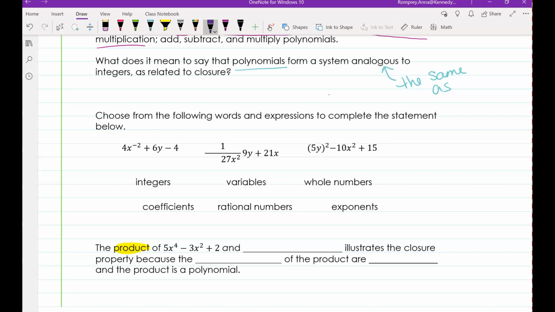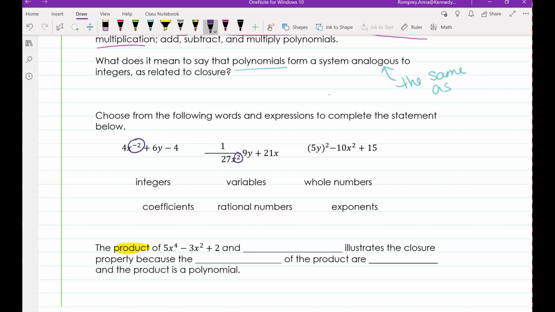So the first expression, 4x to the negative 2 plus 6y minus 4. There should be a red flag happening right now. This is not a polynomial. Why not? That negative exponent, not allowed to happen. Okay, so then when we look at our next one, 1/27 x squared, okay, or 1 divided by 27x squared, 9y, plus 21x. What is wrong with that one? Well, 9y is good, 21x is good, but what's wrong with this 27x squared? It is in the denominator. That's not allowed because if we wrote it in the numerator, x again would be like this. It would become negative. Not okay.